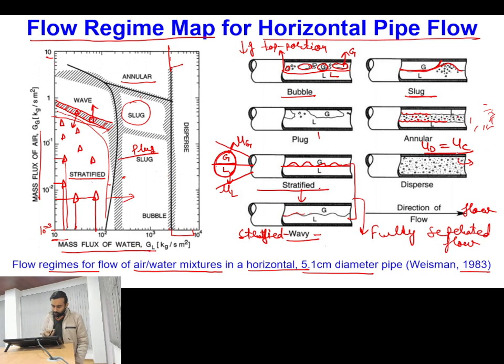Now, one more thing, you can see that along with this hatched portion, there are some solid black colored lines also. Okay, so these solid black colored lines are the separation boundaries calculated from theoretical analysis.